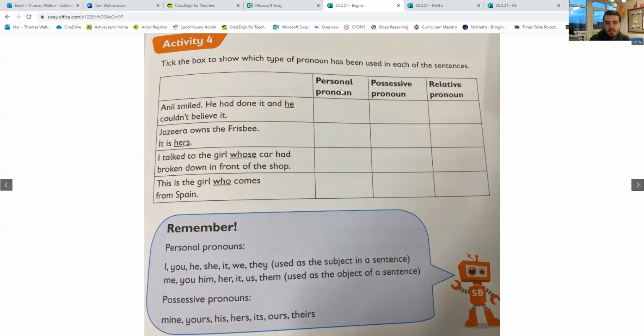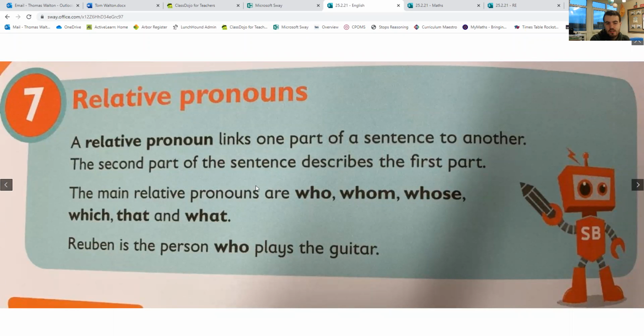Remembering, a personal pronoun is these ones down here, either used as the subject of the sentence or as the object of the sentence. A possessive pronoun is someone that owns something, showing they own it. Relative pronouns are those that link two parts of the sentence, and the second half describes it.